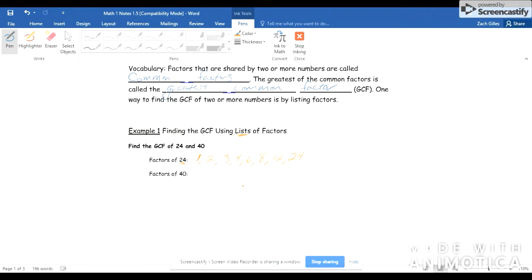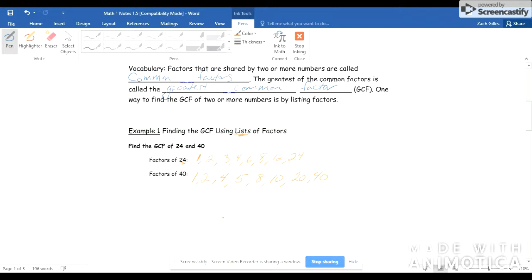And then I'll also list the factors of 40. Start with 1 and itself. So 1 times 40. 40 is even because it ends in 0. So 2 times 20 would give us 40. Is 3 a factor? Is 40 divisible by 3? Not evenly, no. Okay, I'll skip that. 4. Yep, 4 times 10. And how about 5? Yeah, 5 times 8. Okay, so there are the factors of 40.